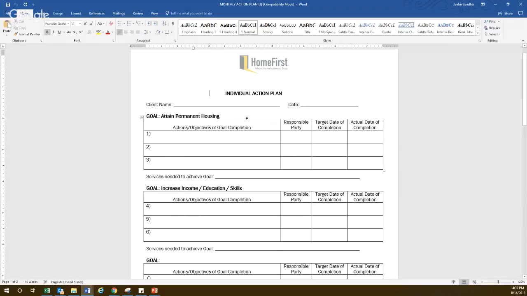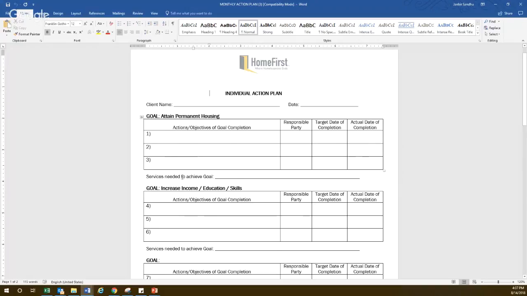We break this goal down into smaller pieces that are going to help us complete it, and we assign responsibility. It might be you as a case manager or resident advocate, it might be a clinician, it might be the participant themselves, or it might be both. So you're responsible for doing that. You put that here, you write the target date, and when it was actually completed. This gives the person a sense of accomplishment. Even if it was completed after the target date, the fact that it was completed makes a really big difference.